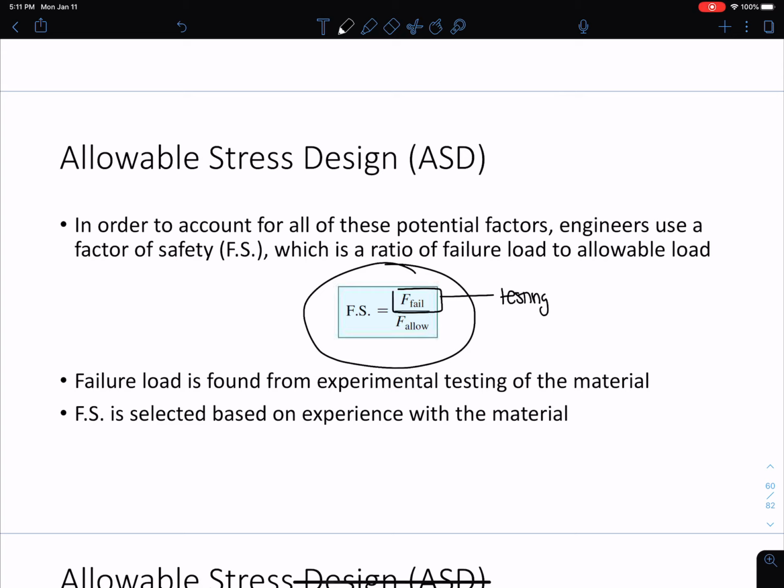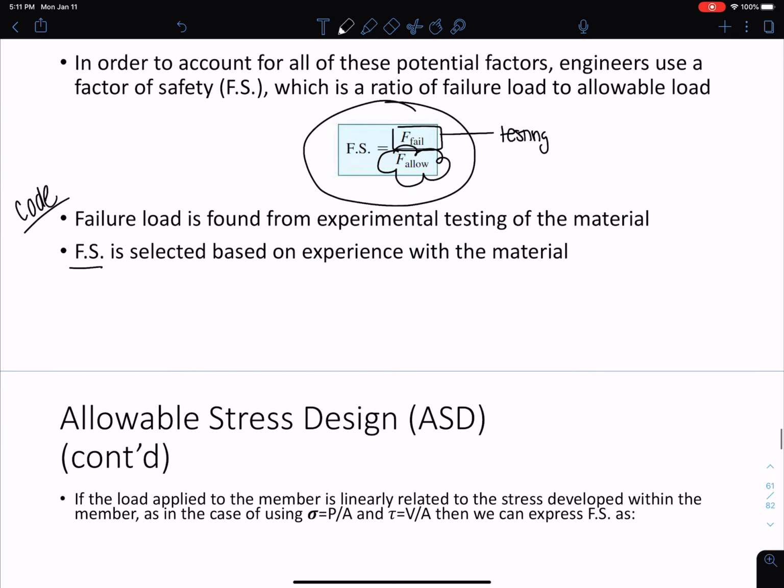Okay. And our factor of safety is based on experience with the material. So we get these from the code. We get both of these really from the code. Okay. And then we can determine what our allowable force is and make sure that we're not exceeding that in the design.